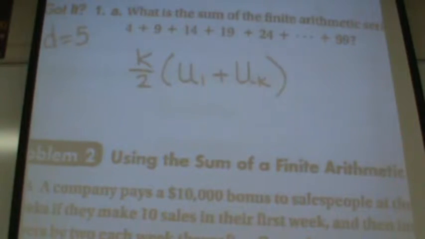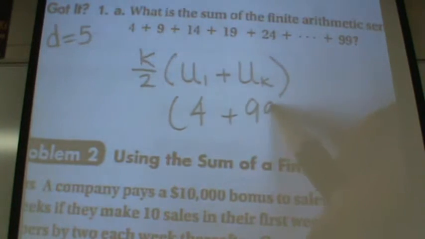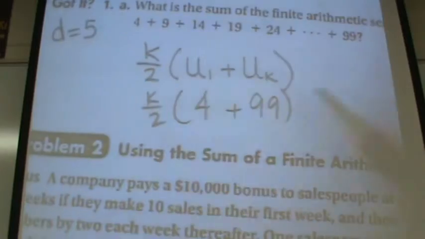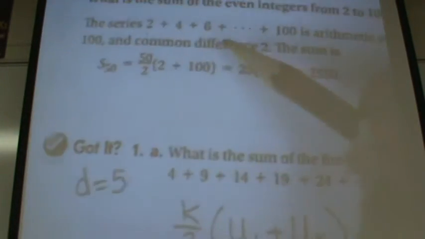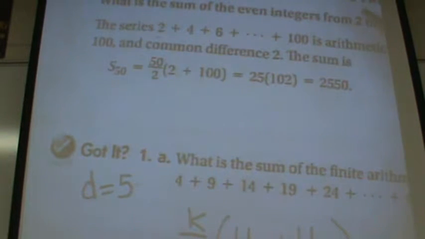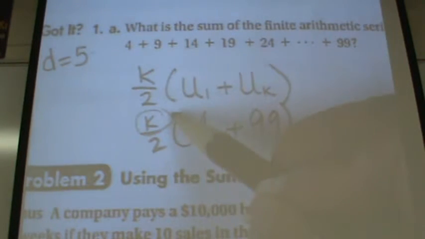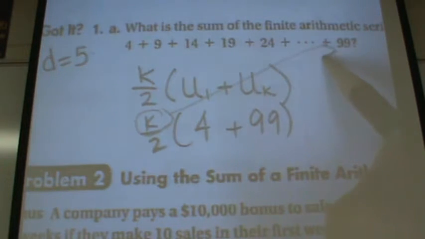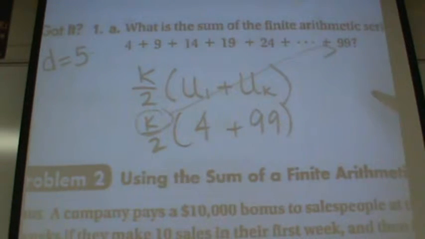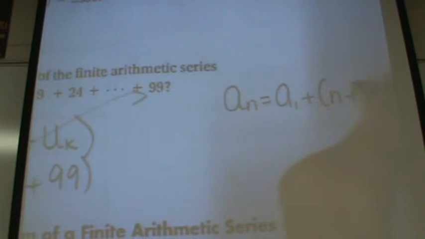How many terms are we adding together? 4 and 99. How do you figure K out? The previous one was easy, because we could figure out that from 2 to 100, it's every other one, so it's 50 terms. But this one I'm not really sure about. So how do you find out what term this spot is without guessing? Well, you go back to that formula, a sub n equals the first term plus n minus 1 times d.